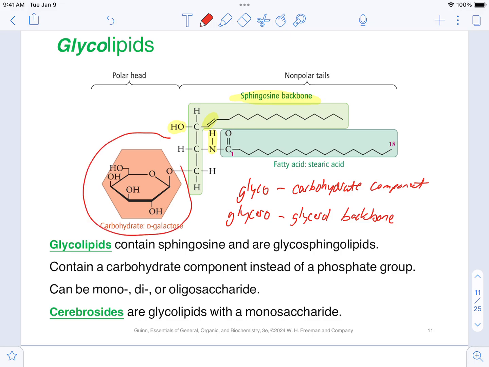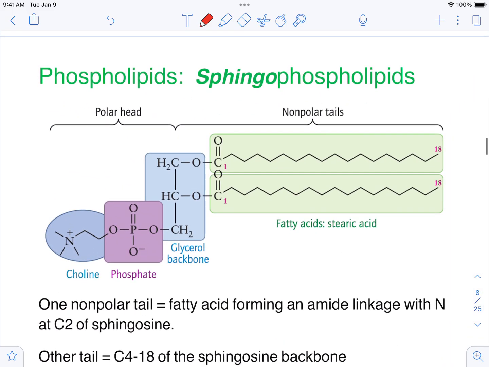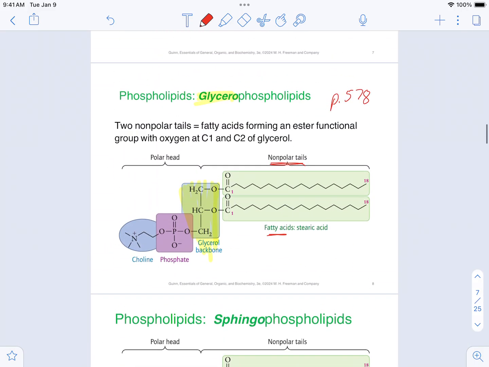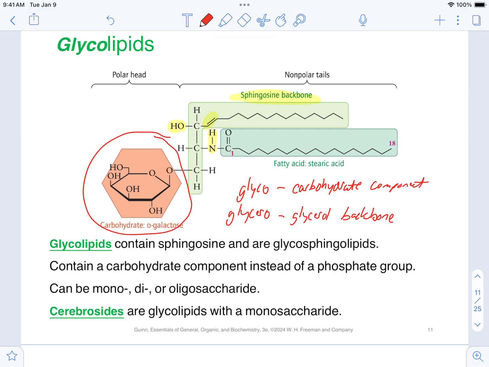Look at your carbohydrate component on this. That looks like a 5-membered ring. That does not happen in your phospholipids. Let's go back to your phospholipids. Notice there is no carbohydrate component there in either of them. So that's kind of a dead giveaway if you see that it is a glycolipid.